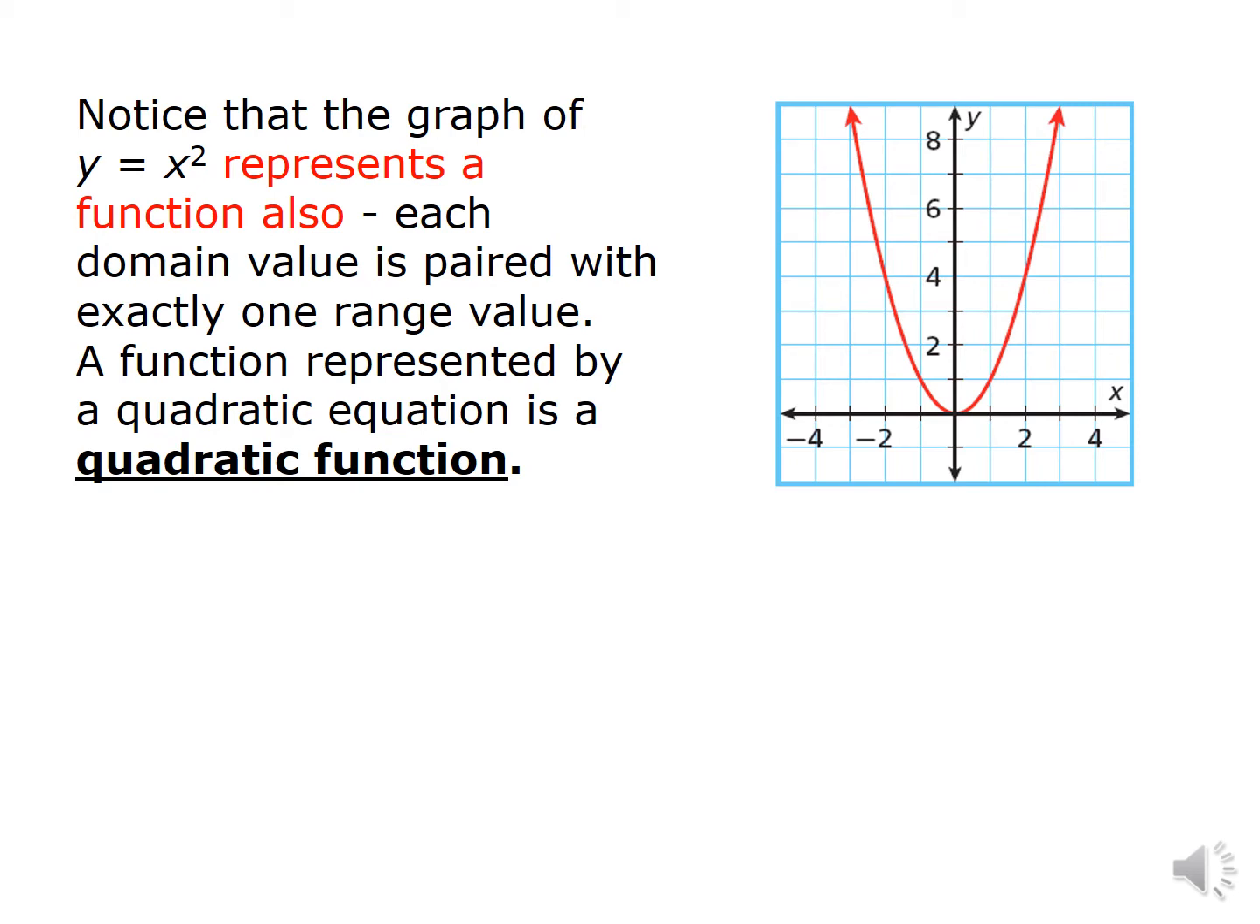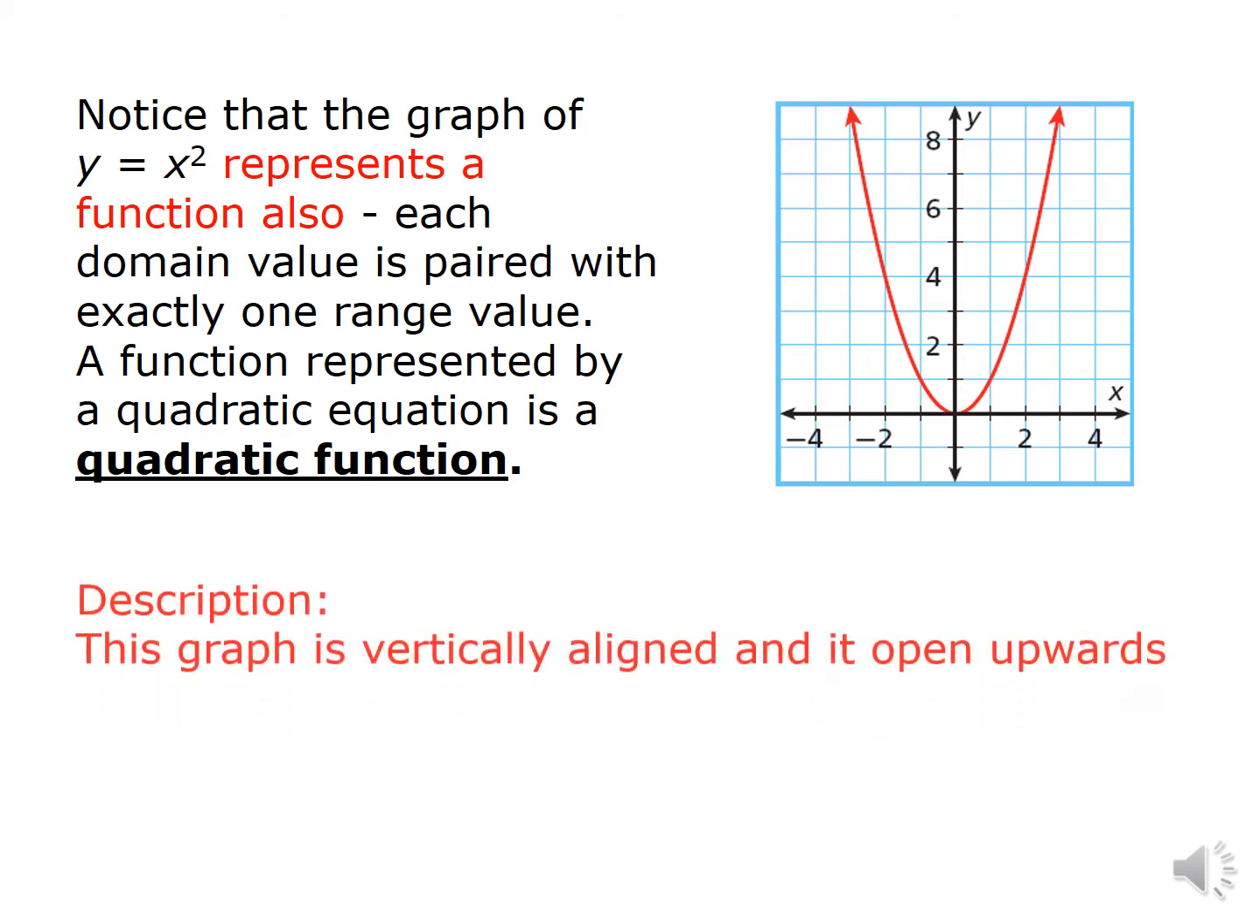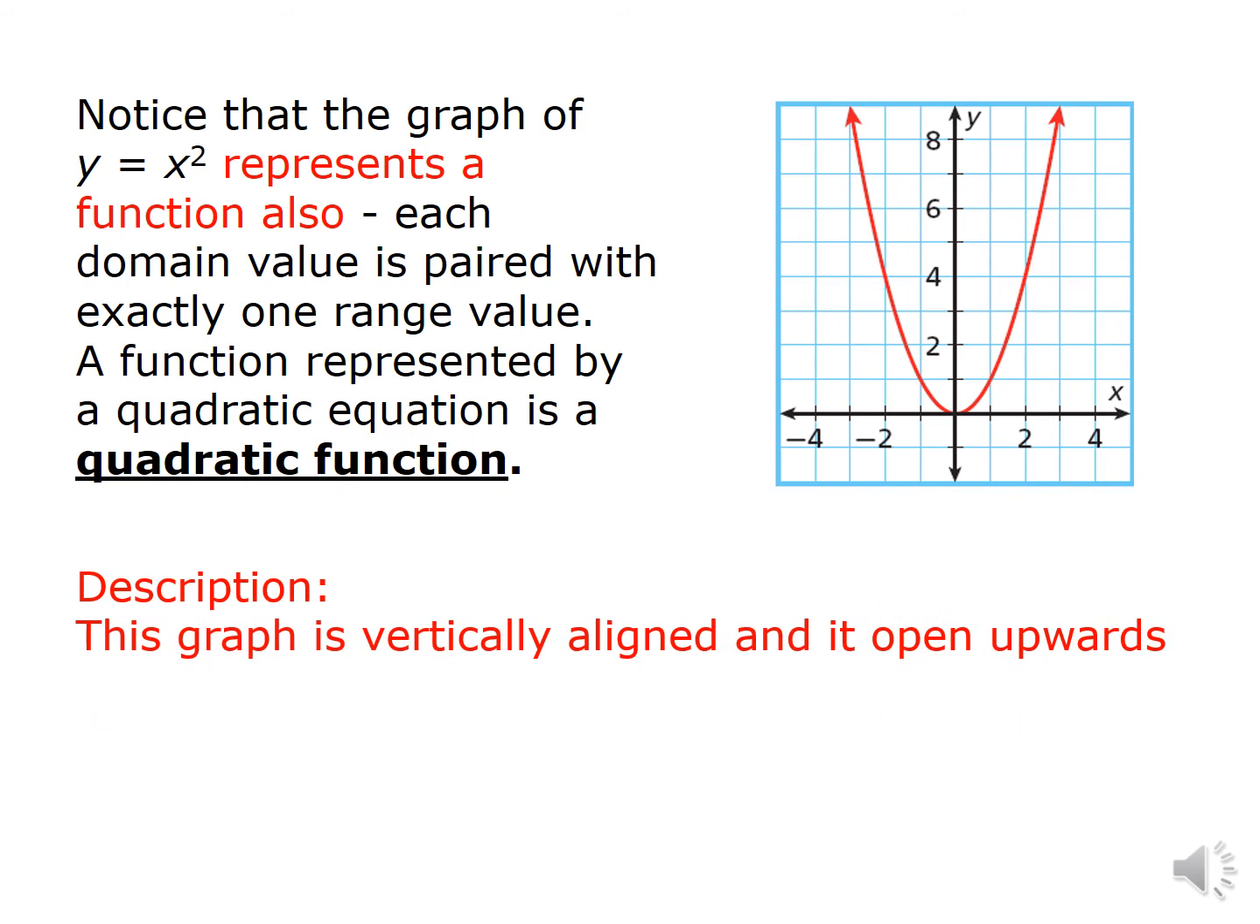All right, notice that the graph of y equals x squared represents a function also. Each domain value is paired with exactly one range value. It passes the vertical line test. A function represented by a quadratic equation is a quadratic function. So this graph, if you were going to describe it, is vertically aligned and it opens upwards. A graph that is vertically aligned but opens downward would look like that. The ones that are not functions are the horizontally aligned quadratics, but we aren't going to be talking about them in IM2, and they open to the left or the right.